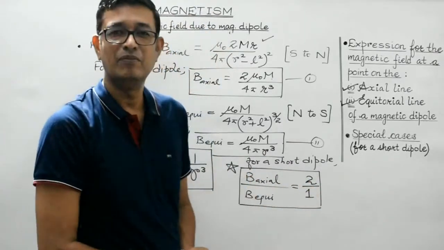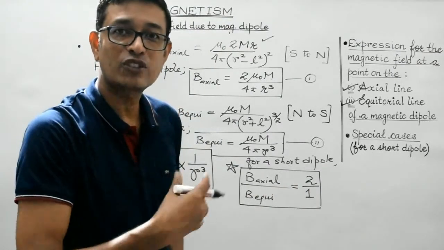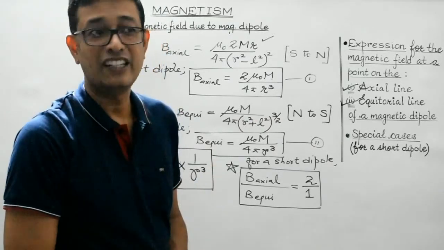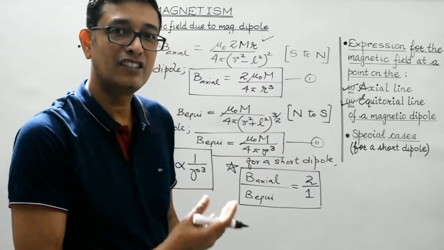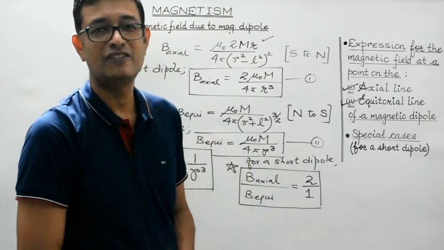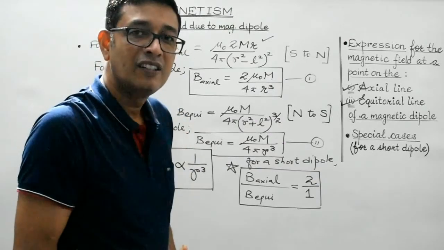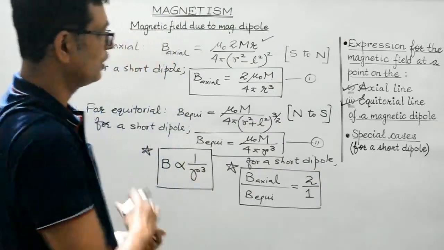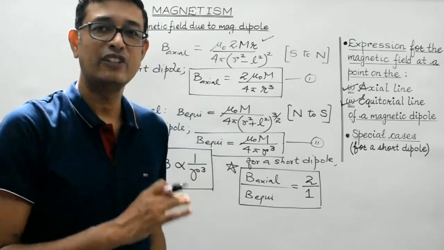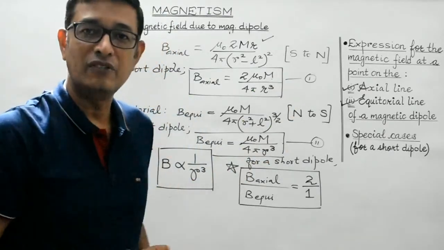The result is actually same as was obtained in the case of electrostatics when we discussed the topic of E equatorial and E axial, the electric field at a point on the axial and equatorial line due to an electric dipole. There also we have obtained the same result, right? So B axial for a short dipole is equal to twice B equatorial. So students, we have covered each and every topic, axial and equatorial. I hope you have understood the things which I have tried to convey to you.